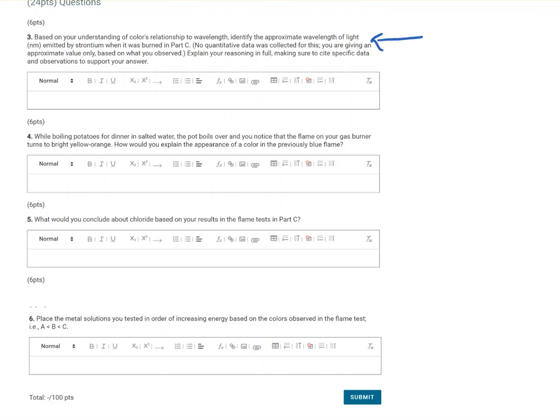The last one, I'll give you a hint. You might think about why we use chlorides, why we're using potassium chloride and lithium chloride and so forth. And then the last one, again, this is where you're going to have to use some of my charts to correlate the colors with the energies. And that should be all you need.